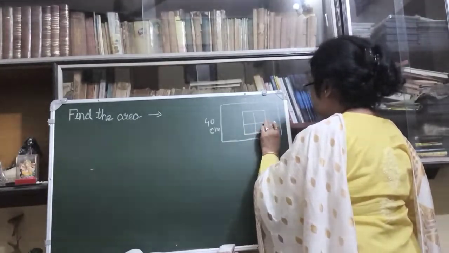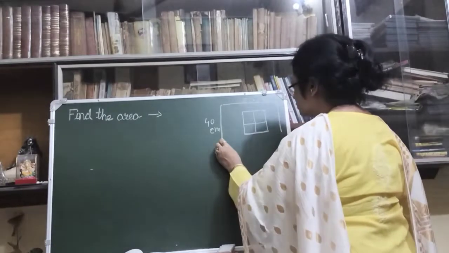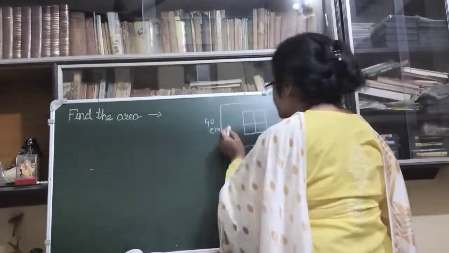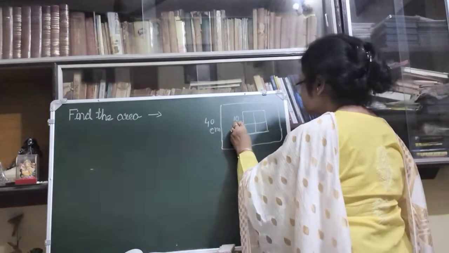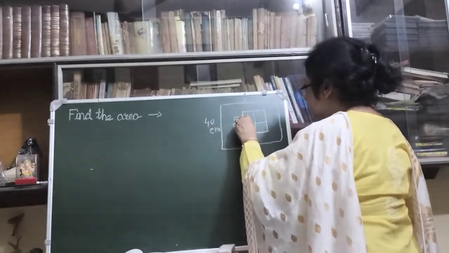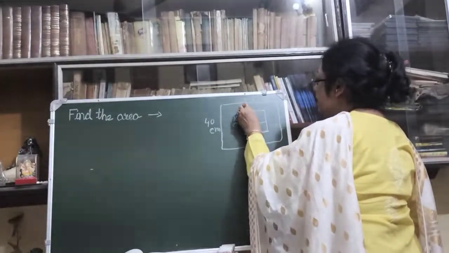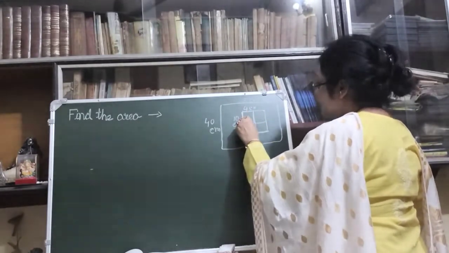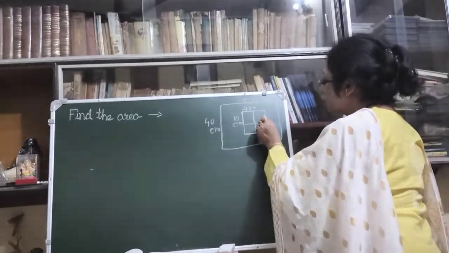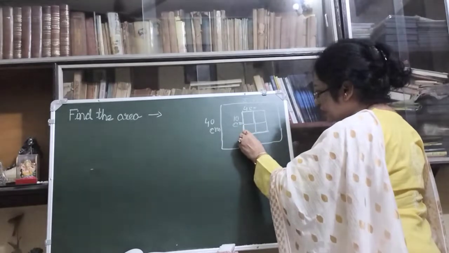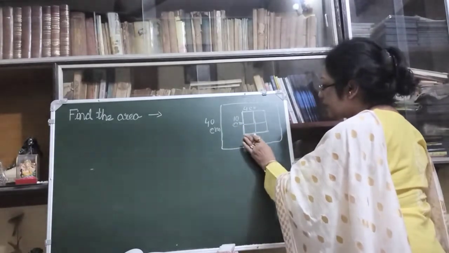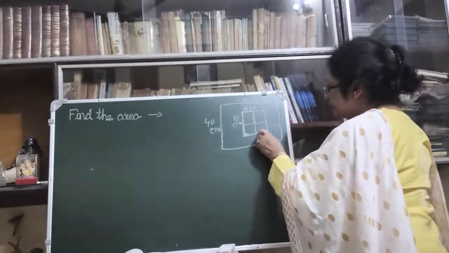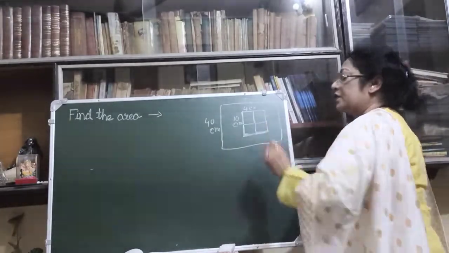So you stuck 4 pictures. One picture's length is 10 centimeter and breadth is 4 centimeter. So how many pictures do we have? We have 4 pictures. Each one's length is 10 centimeter and breadth is 4 centimeter. This one also 10 centimeter length, 4 centimeter breadth, and this one also the same.